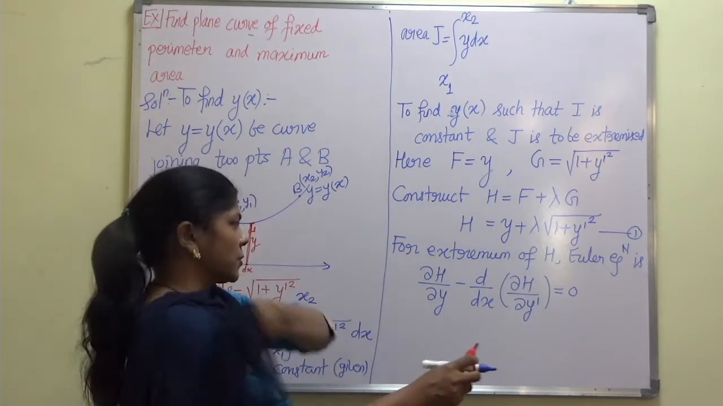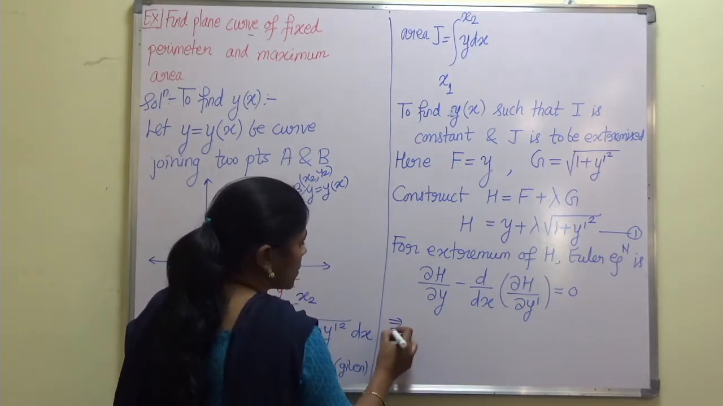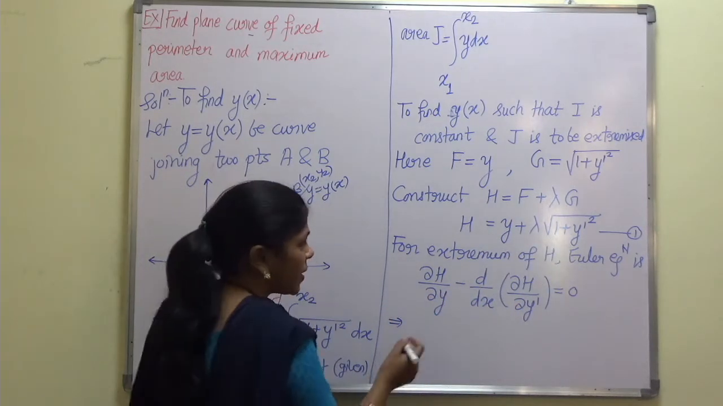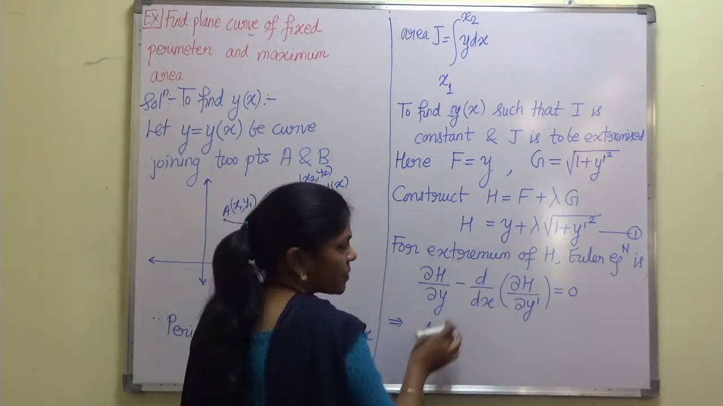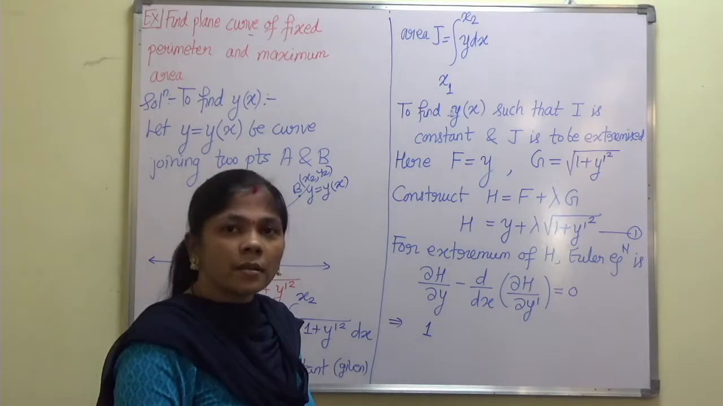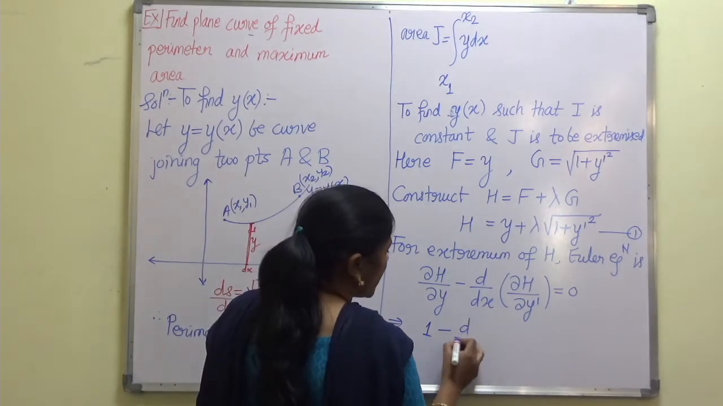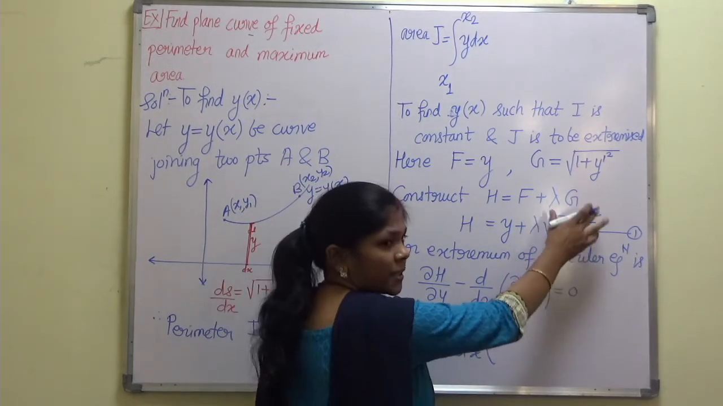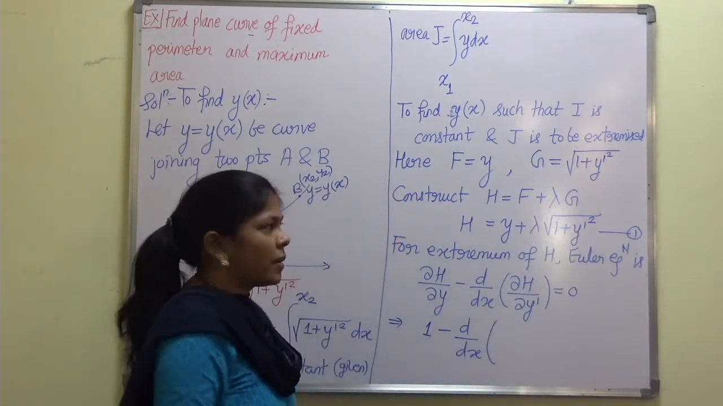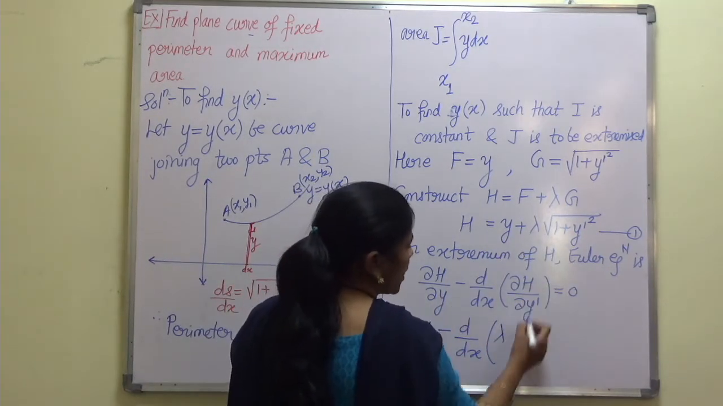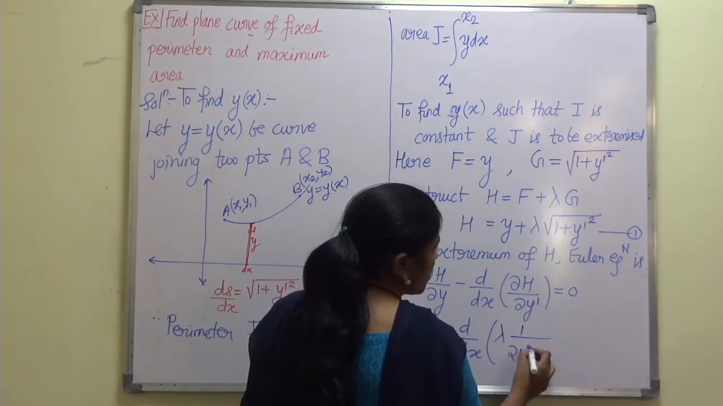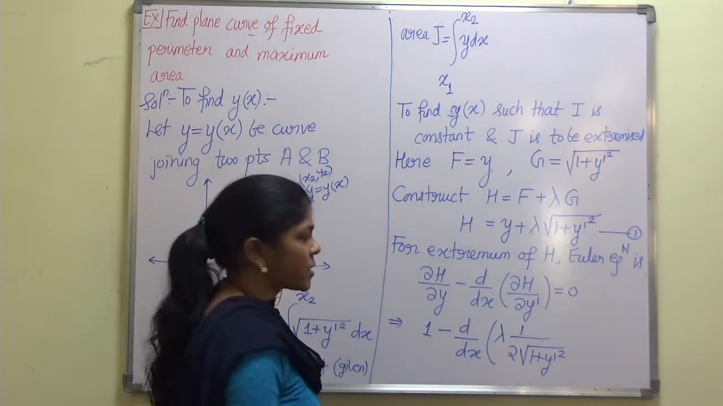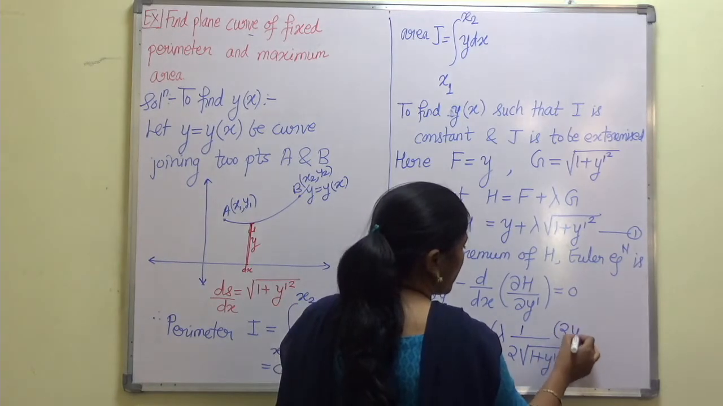So let us find del h by del y. The derivative of this with respect to y will be 1, and the remaining is constant, so its derivative is 0. Then minus derivative with respect to x of del h by del y dash. Here we find the y dash square term, and lambda is constant. The derivative of this is 1 upon 2 under root of 1 plus y dash square, and then the derivative of 1 plus y dash square, that is 2y dash.